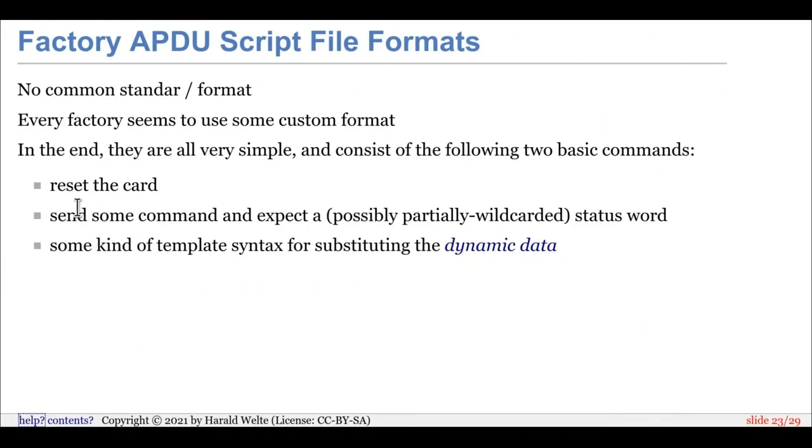Then you send some command and expect a possibly partially wildcard status word. So you say, create this file, and I expect a positive status word, and a positive status word in this command is supposedly a 9000 or something like that. And then for the dynamic data phase, there's some kind of template syntax for substitution of those fields that are dynamic, like ICCID, IMSI, MSISDN, PIN numbers, and so on. So those get then substituted into the script at production time.